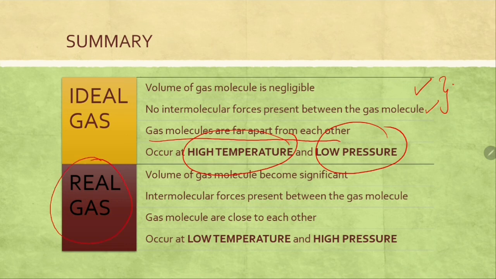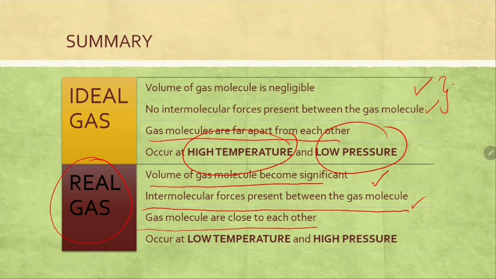Secondly, as a real gas, two things that we discover: volume of gas molecule becomes significant because they are close enough to each other, so there is little space between them. Intermolecular forces are present between the gas molecules, since they are close enough to attract each other. So attractive forces are intermolecular forces. Gas molecules are close to each other, and this only happens at low temperature and high pressure.